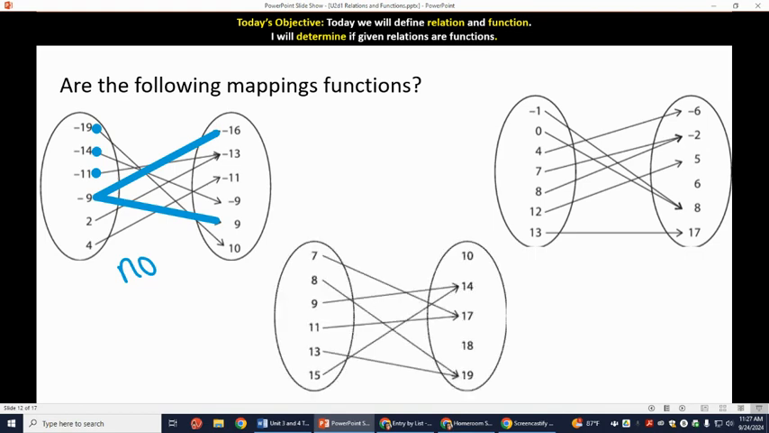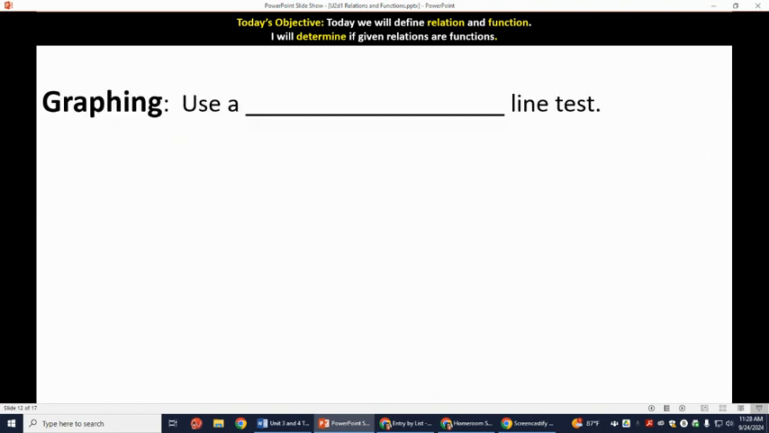What about this one here? Is this one a function? Yes. Each one only has one line that leaves it. What about the last one? Yes. So the only one that wasn't was the first one. It has 2 lines. Notice here, it doesn't matter if more than one thing goes to this 14, or more than one thing goes to the 17, or more than one thing goes to this 19. The right-hand side we don't worry about.